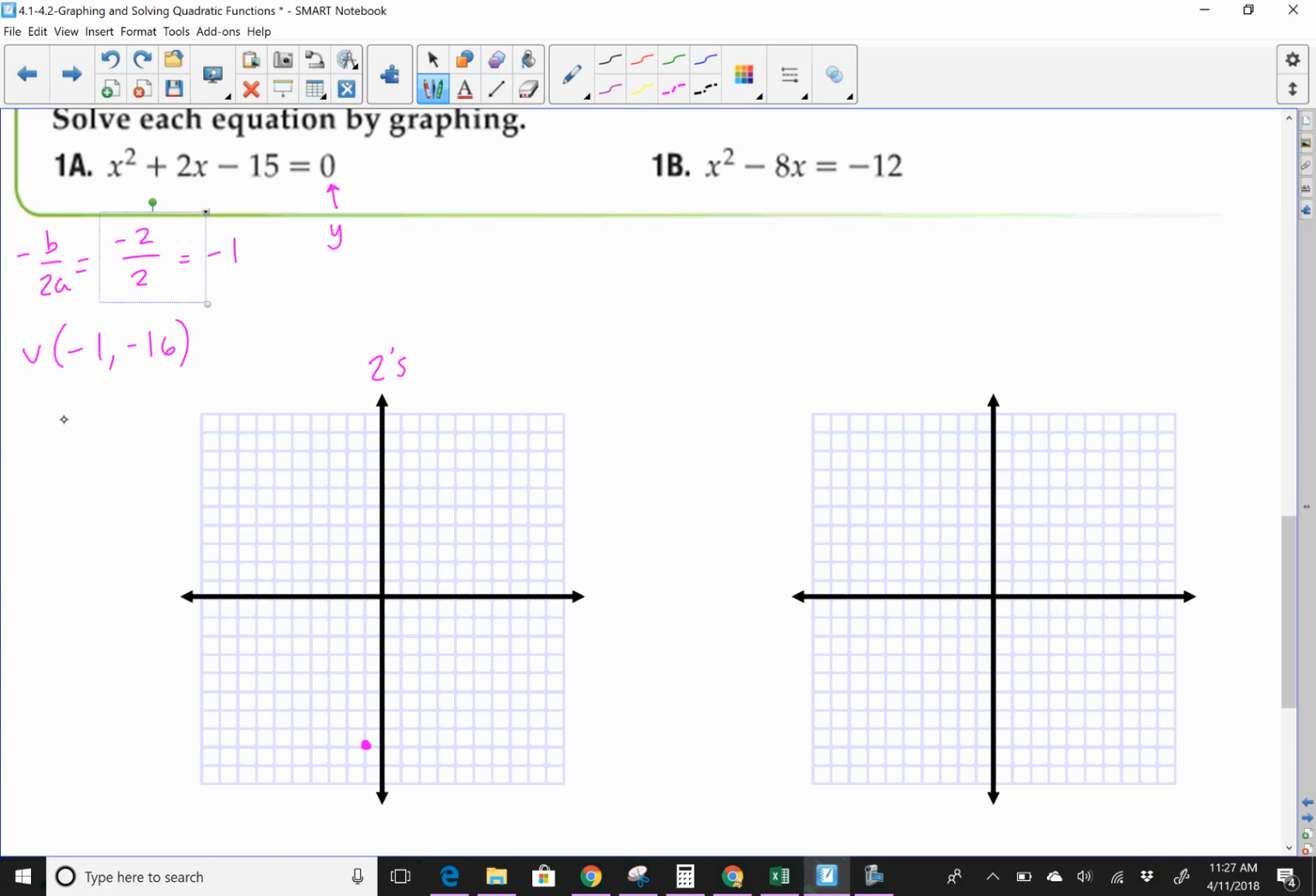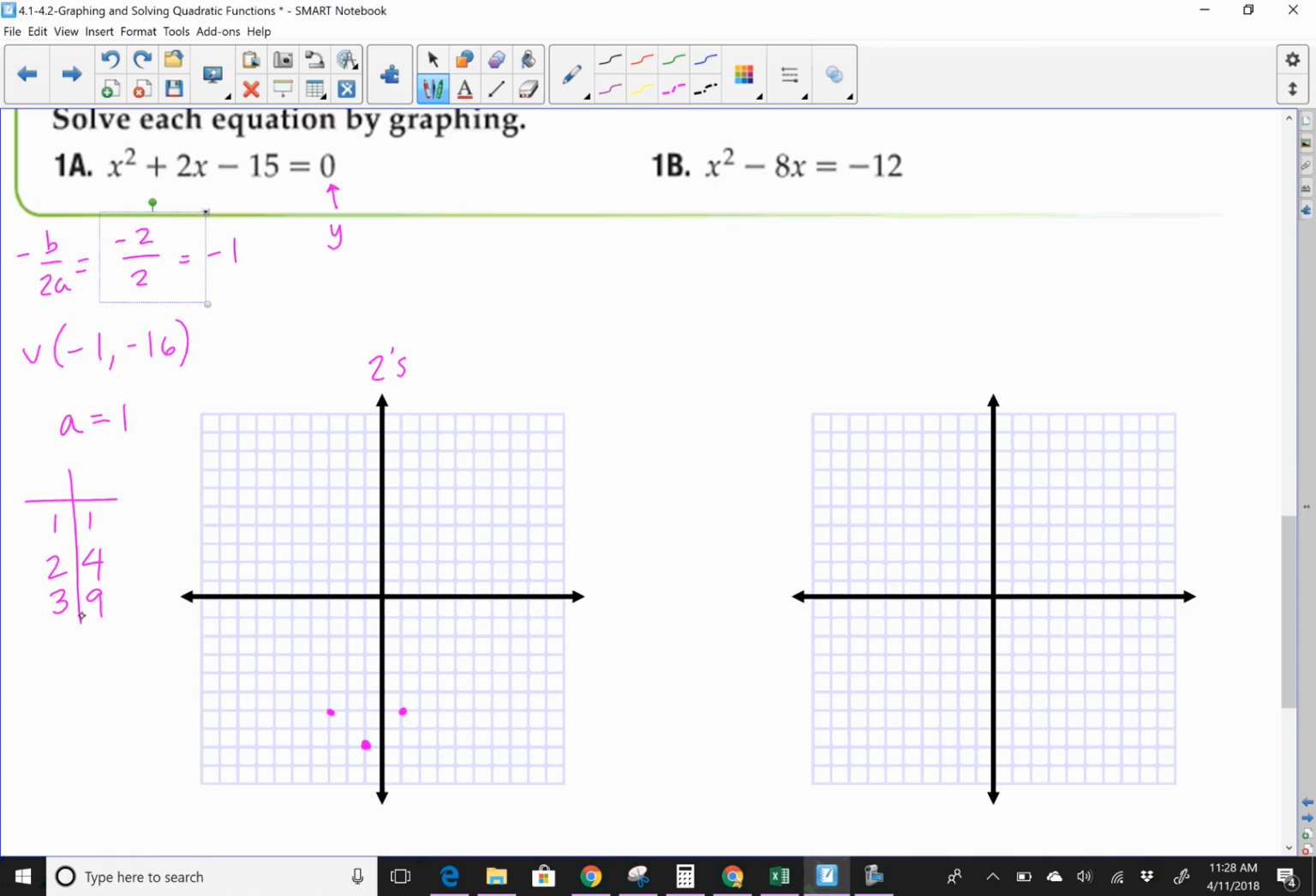Okay? A is equal to 1, which means it's really easy. 1, 2, 3, 1, 4, 9 to plot those points. Because I'm going by 2s, I'm actually going to go with this one at first. So if I go over 2, I'm going to go up 4, which is right here. If I go over 3, I'm going to go up 9.